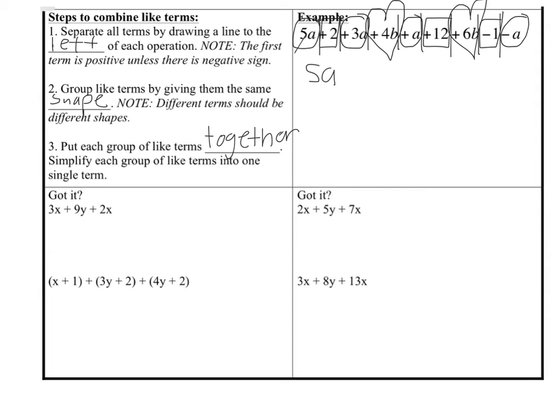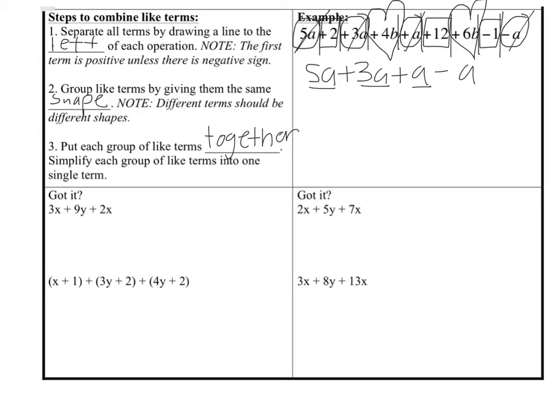Next I have plus 3a. Next I have plus a. And then I have minus a. So I'm going to go ahead and put all that together. So 5a plus 3a is 8a.